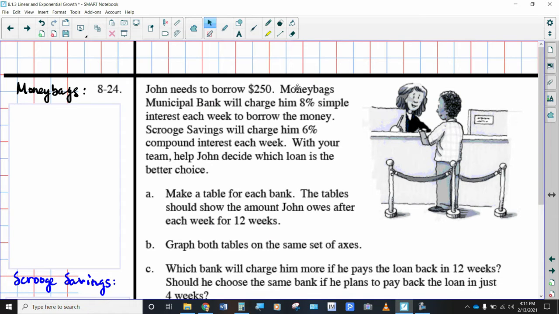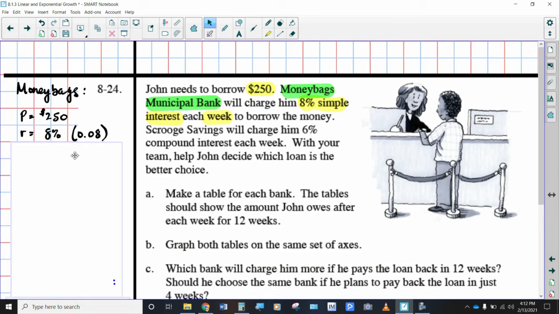All right, here we go. John needs to borrow $250. I'm going to highlight that. Moneybags Municipal will charge him 8% simple interest each week to borrow money. Okay, so it's weekly at 8% simple, and the principal was $250. So if I were to use the 5B process and record all this, the principal is $250, the interest rate is 8%, which is 0.08 in decimal form, and the amount of time will be some unspecified number of weeks.